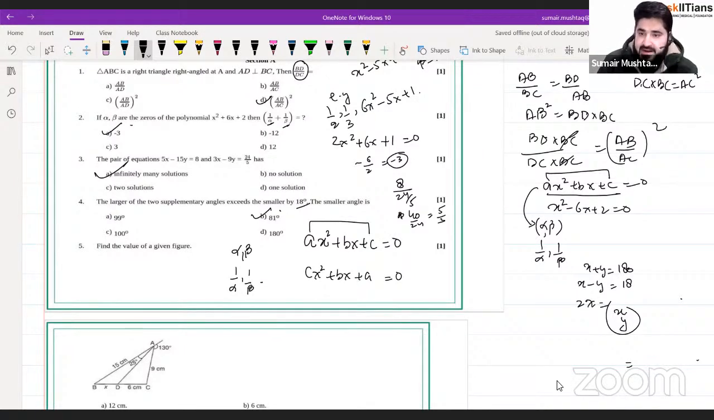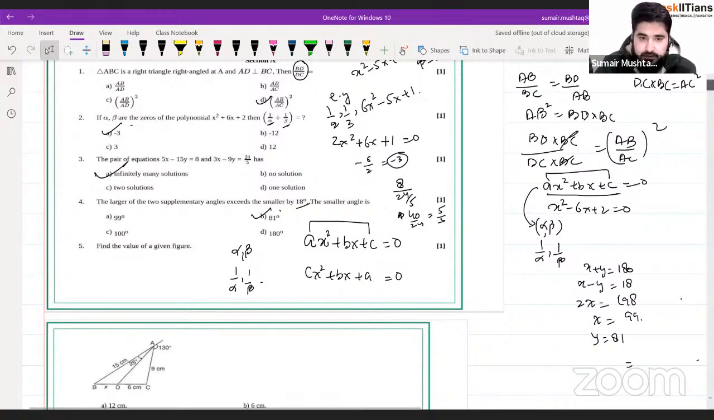See, when I add them, I will get 198. So x is equal to 99. So when I put it here, y will be equal to 81. So what is the smaller among them? Which is the smaller among them? So that's 81. Fine, simple, easy.